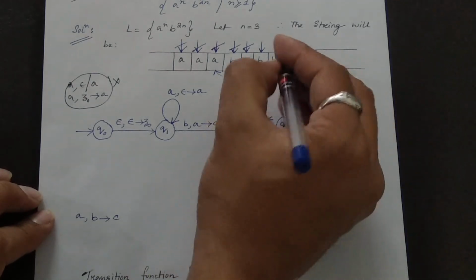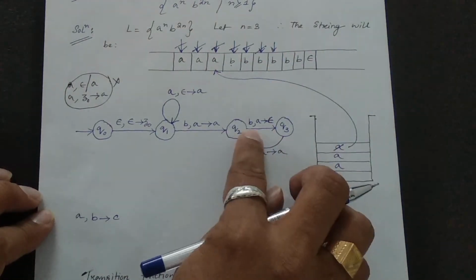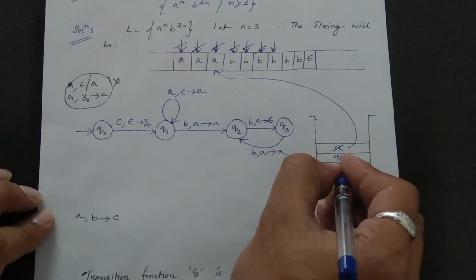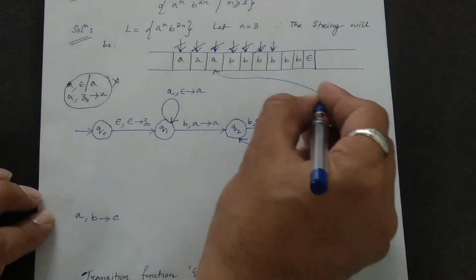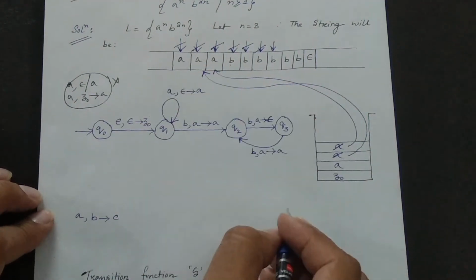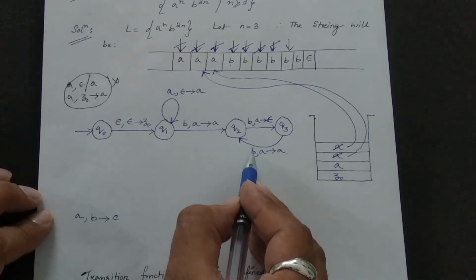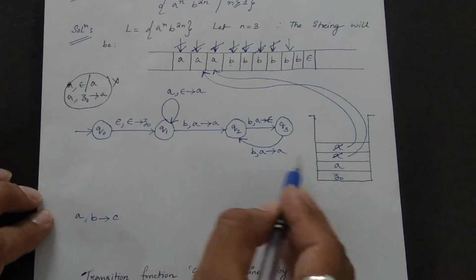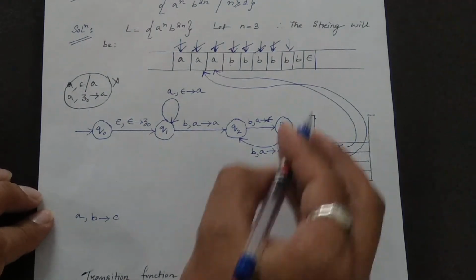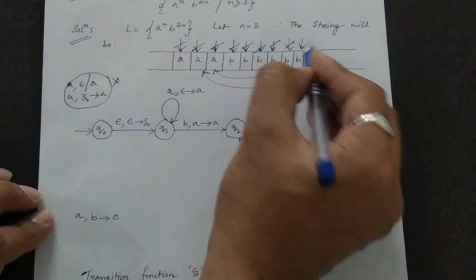Again you can check it out. This B is done. Again for this B, top of the stack is A, so this will be removed and it will move back to its original position. Correct? This is done. Again for this B, again this B will be read. Top of the stack is A, and this will be skipped. Correct? So this is also done, and finally I have reached the last B.